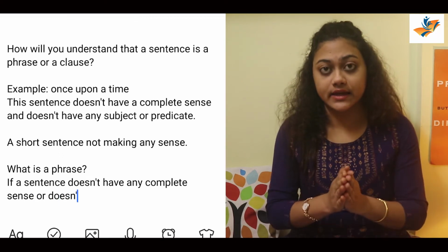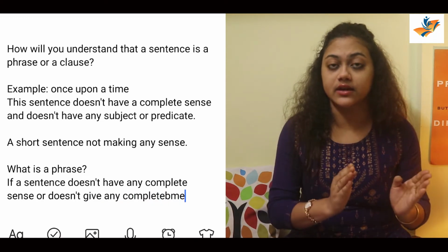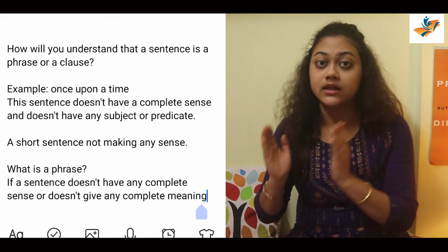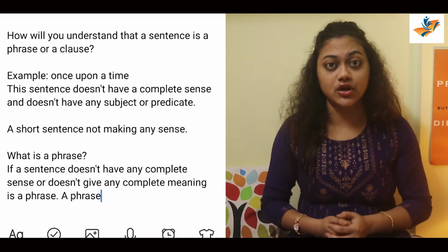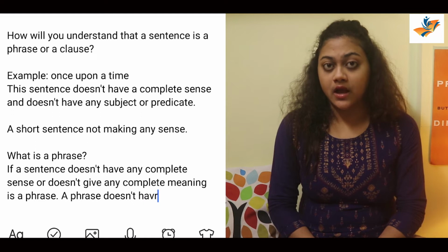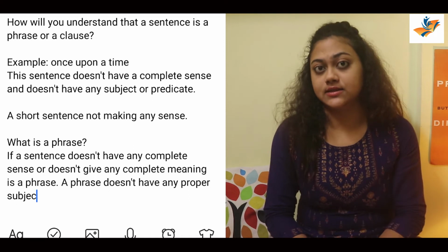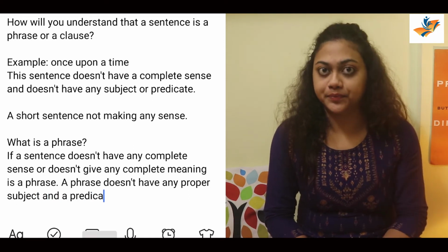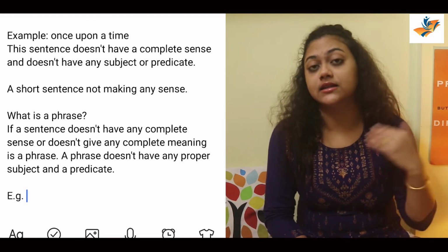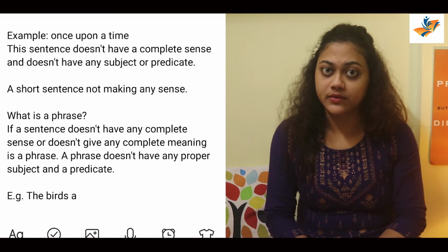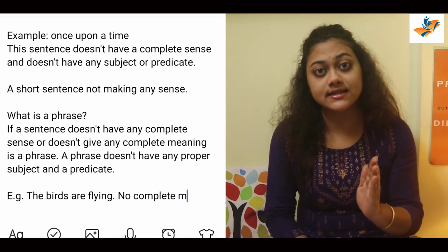So friends, what is a phrase? Whenever you get a small sentence which does not have a subject and a proper predicate, only then can you understand whether it has a phrasal structure or a clause-like structure. A phrase is often like when we are describing our thoughts and expressions. The birds are flying. Where are the birds flying? How are the birds flying? To which place are the birds flying? We do not have any answer. It is a sentence, but it doesn't make any complete sense. So we will term it as a phrase.